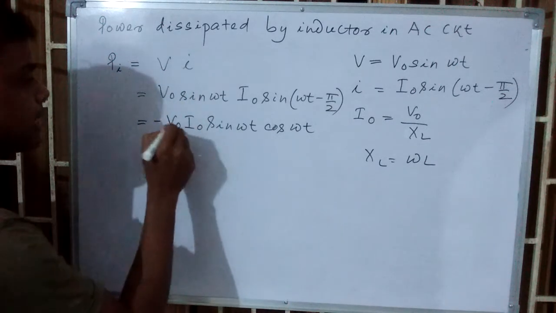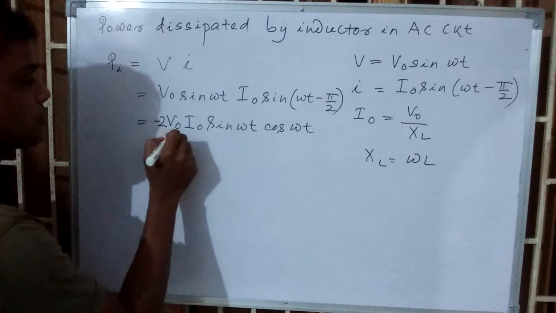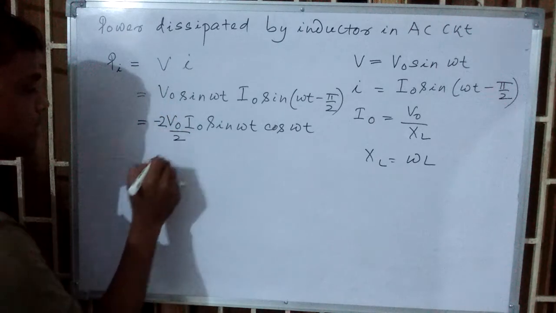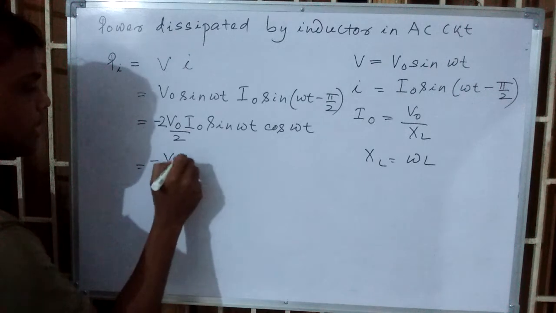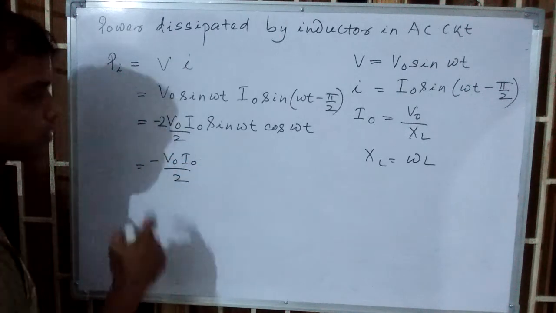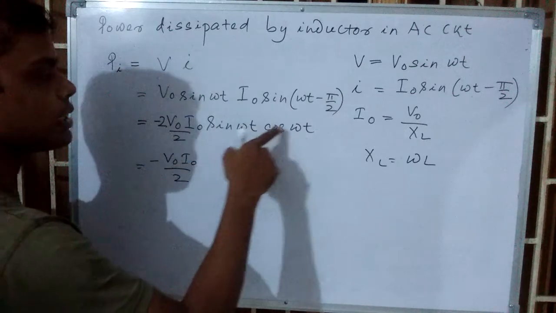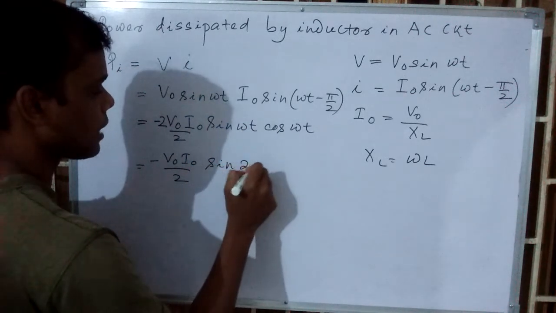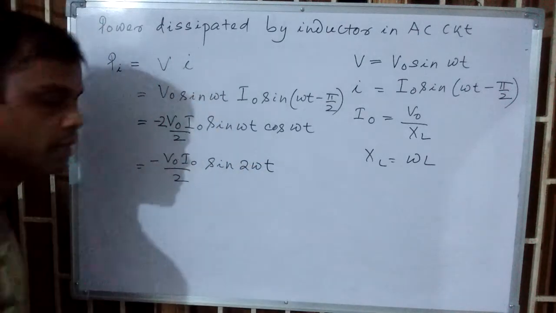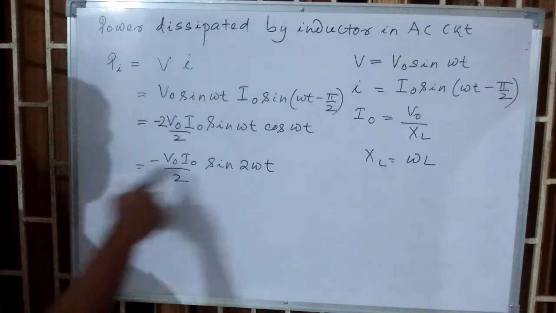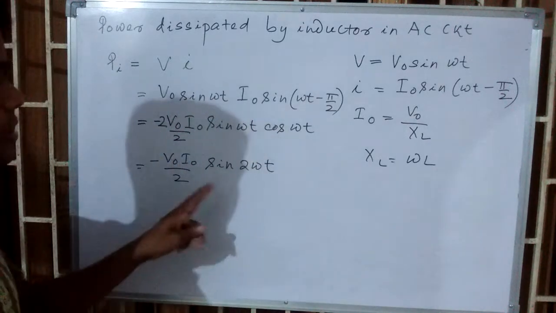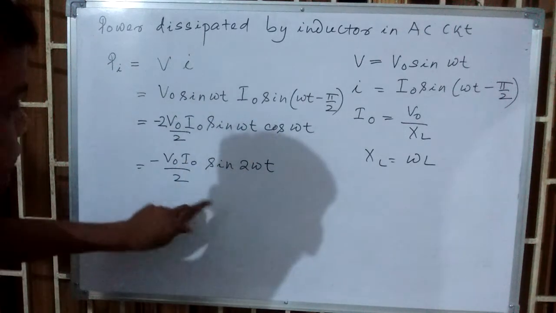If you multiply by 2 here and divide by 2, first I will write minus V naught I naught by 2. 2 sin omega t cos omega t is nothing but sin 2 omega t. So this is the instantaneous power at any particular instant. This is the power dissipated by the inductor.